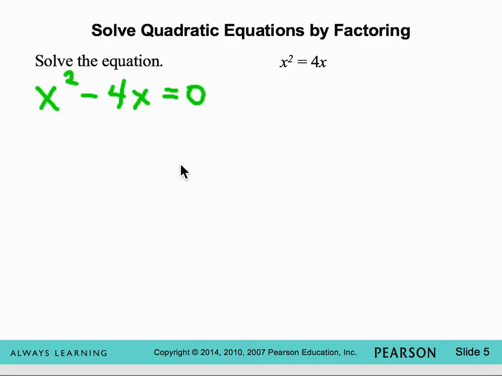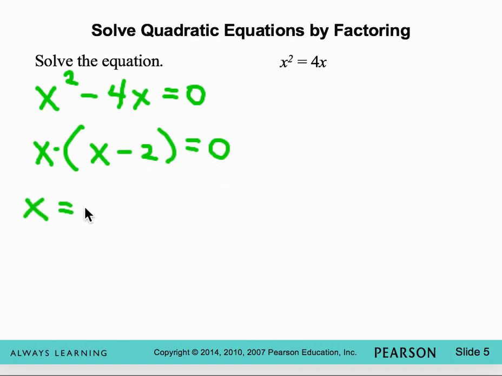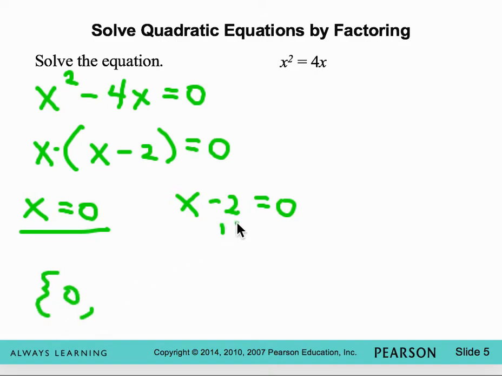Okay, this is not a trinomial. I'm not looking for two numbers. Okay, it has a common factor of x. And now it's completely factored. So if two things multiply together and equal 0, then either the x is 0 or the x minus 2 is 0. This one's already solved for x. So I know, okay, one of my possibilities is 0 then. This one, if I add 2 to both sides, I get x equals 2. So there's my other possibility.